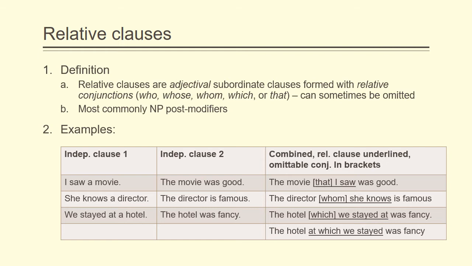And thirdly, we do have somewhat more complicated scenarios, and there we might have something like, we stayed at a hotel, and the hotel was fancy, in which case we could get the hotel which we stayed at was fancy, or the hotel we stayed at was fancy. And then the second version of that, the hotel at which we stayed was fancy, in which case the subordinating conjunction which cannot be omitted.